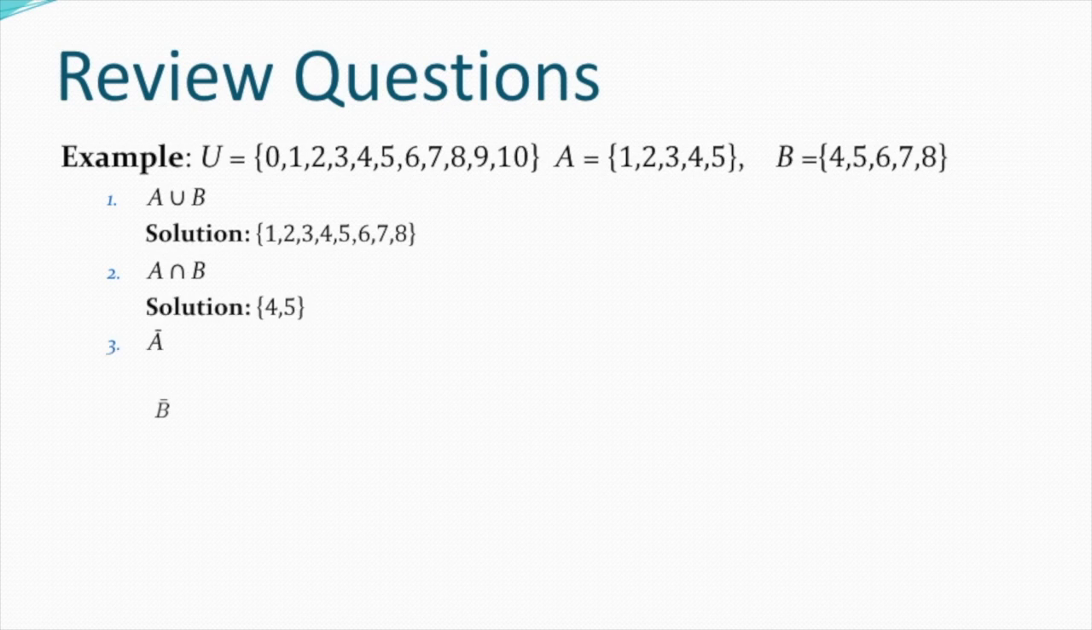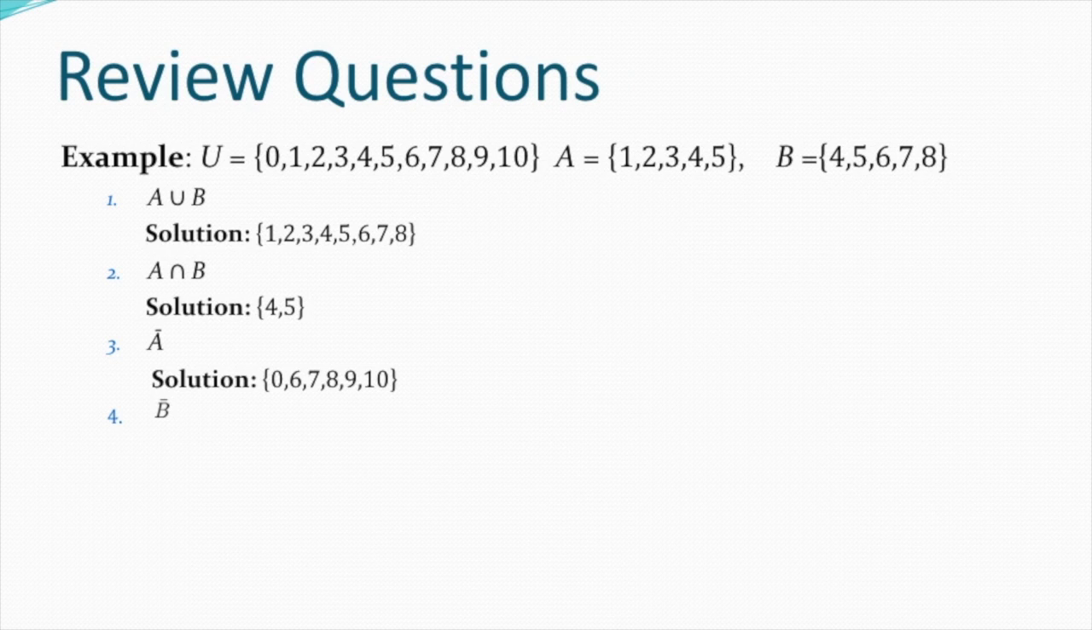Now, what is the intersection? You look for the common elements between A and B. So 4 and 5 are the common elements between A and B. Now what is the A complement? You take U and you take A out of U. You take all elements in A from the set U and you put down the complement of A. So they are 0, because it's not in A, we have 6 which is not in A, and we have 7, 8, 9 and 10.